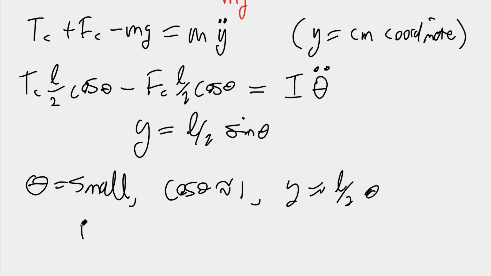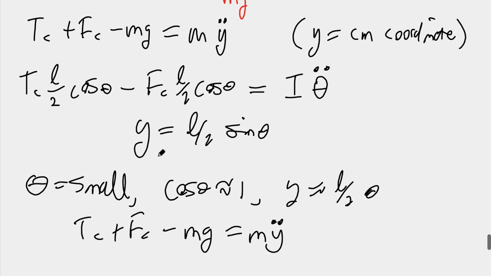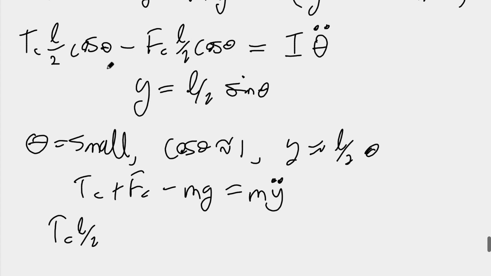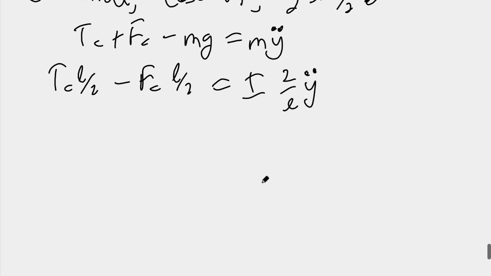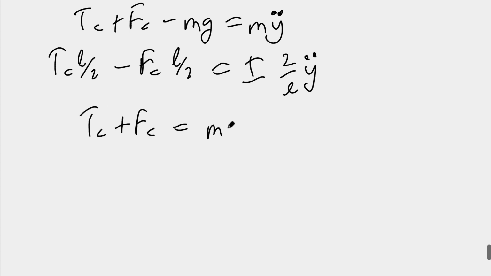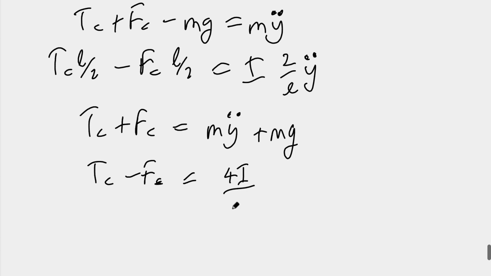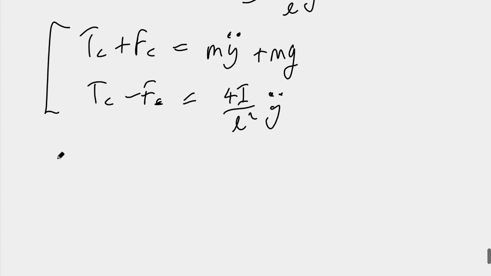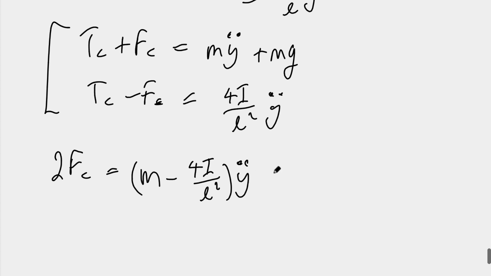And our equations here become Tc plus Fc minus mg equals m times y double dot. And this equation becomes Tc times L over 2, cosine theta is about 1, minus Fc times L over 2 equals I times theta double dot, but theta double dot is 2 over L times y double dot. Let's simplify these equations as Tc plus Fc equals m y double dot plus mg, and Tc minus Fc equals, multiplying through by 2 over L, 4I over L squared times y double dot. And now we can subtract these two equations from one another to eliminate Tc. What we obtain is 2Fc equals m minus 4I over L squared times y double dot plus mg.